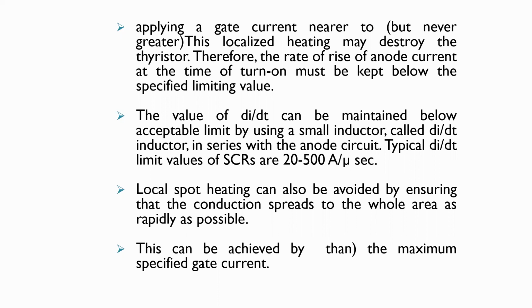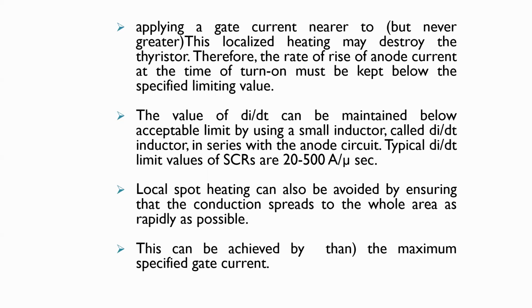Therefore, the rate of rise of anode current at the time of turn on must be kept below a specified limiting value. So whenever we provide a gate firing pulse to the thyristor, what happens? There is a rise in the anode current at the time of turn on. That rise should be limited to a specified value. If it is not limited, it can damage the thyristor. So the value of di/dt can be maintained below an acceptable limit by using a small inductor. What is the role of the inductor? It will minimize the current changes.